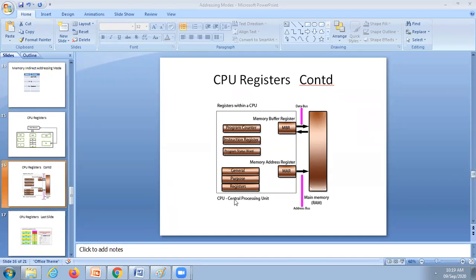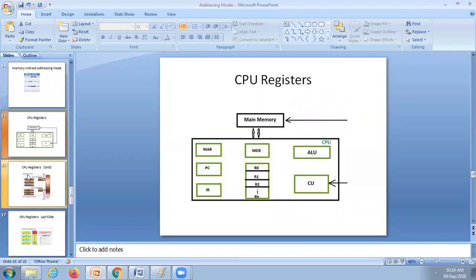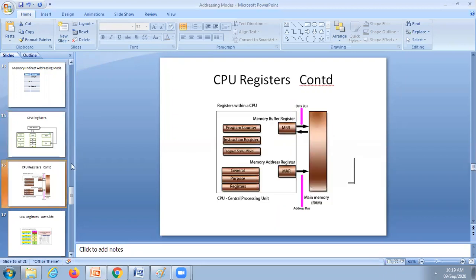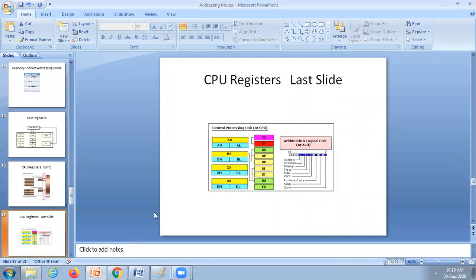All these are the general purpose registers, that is R0 to Rn. This diagram and this diagram are both the same, but only to understand, I quoted those two. Then we will go into detail about the architecture of a particular processor.